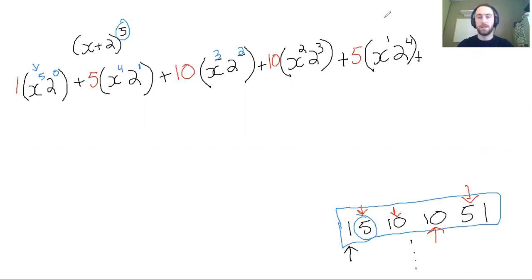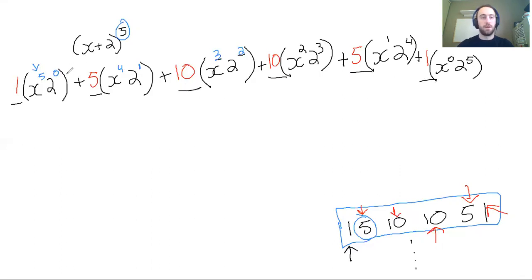Plus, our very last term is a 1. So plus 1 bracket x to the power of 0 times 2 to the power of 5. So looking back, if you look at all our coefficients in each term, they are simply deduced from the triangle that we drew before. 1, 5, 10, 10, 5, and 1. Looking at our expansion, we have 1, 5, 10, 10, 5, and 1.